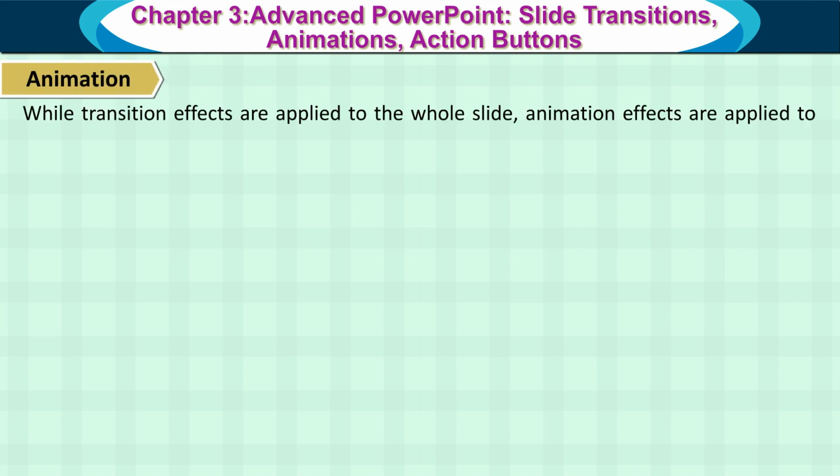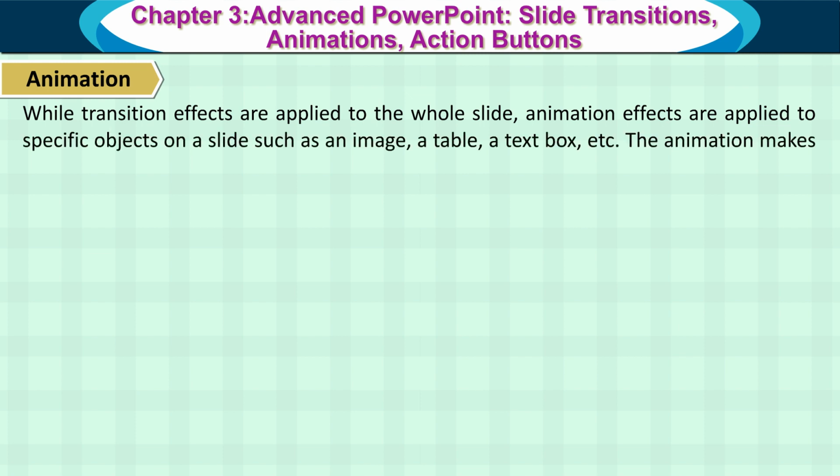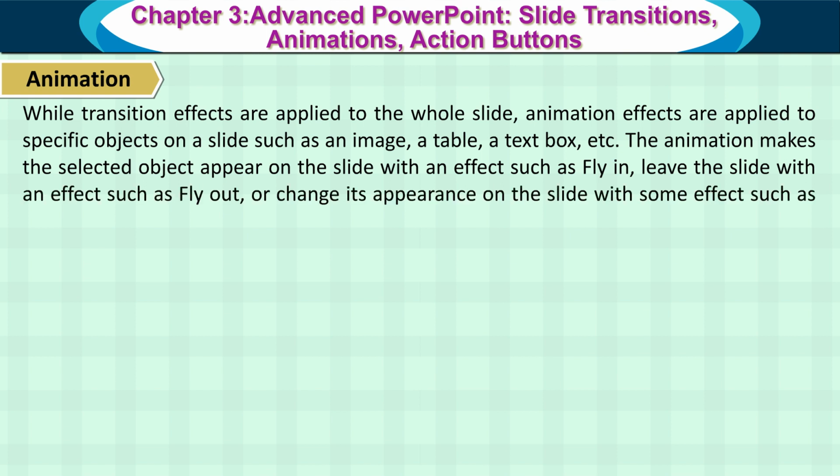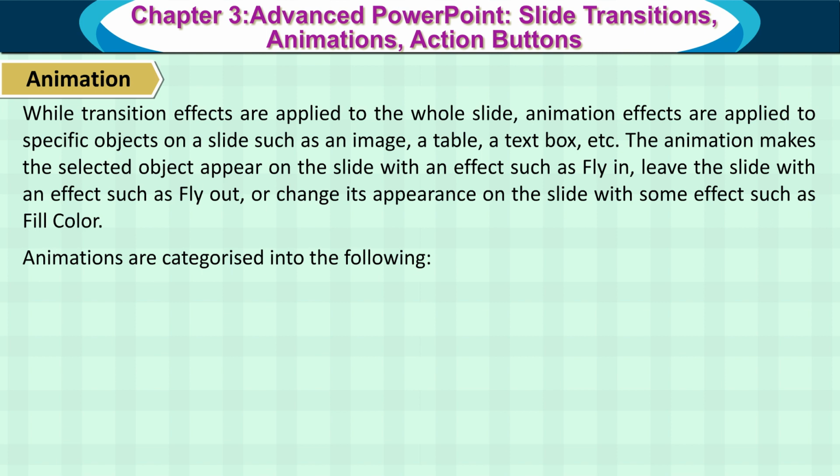Animation. While transition effects are applied to the whole slide, animation effects are applied to specific objects on a slide such as an image, a table, a text box, etc. The animation makes the selected object appear on the slide with an effect such as fly in, leave the slide with an effect such as fly out, or change its appearance on the slide with some effect such as fill color. Animations are categorized into the following.